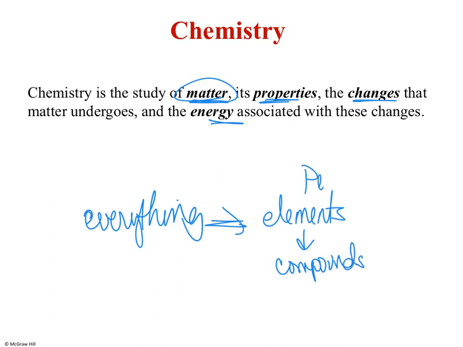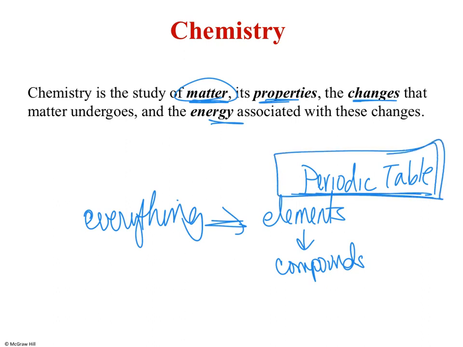And you can find these all on the periodic table. So next time I see you, I'm going to give you a periodic table, and I expect you to color that periodic table and label it. So we're going to see that in the next slide. I don't wait till chapter 2 to introduce the periodic table.